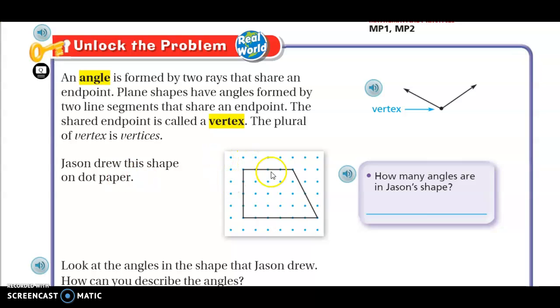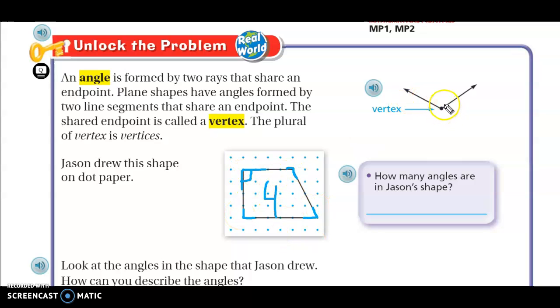Jason drew this shape on dot paper. The question they want us to talk about is how many angles are in Jason's shape. So from the last time I've seen you, I've actually figured out how to draw now, so I'm a little bit better. So how many angles are there? As you can see, when this line, I just chose the same color as the dots, and this line meet, that forms an angle. This line here meets this line as an angle. This line and this line, and then also that line. As we can see, there are 4 angles in this shape.